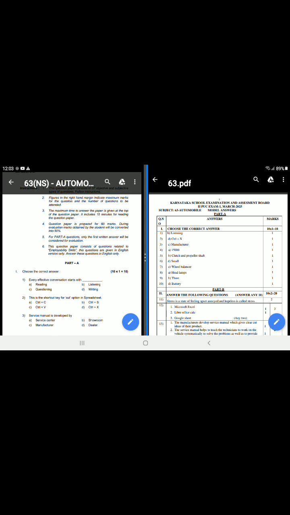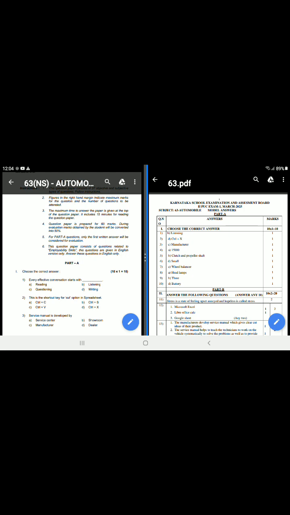In this video, I'm going to explain the Karnataka Board Class 12 Automobile question paper solution. Part A: in this part, the first 10 questions will be given. There will be MCQ questions, 1 mark for each question, so totally 10 marks will be allotted.